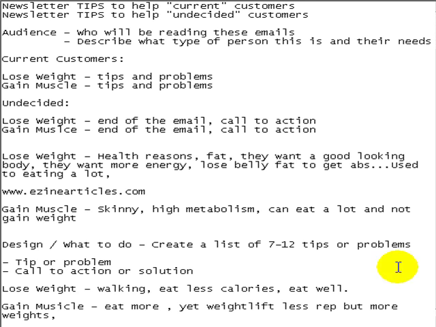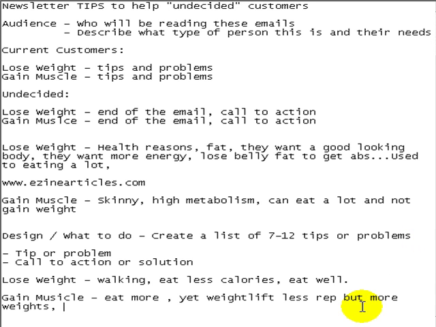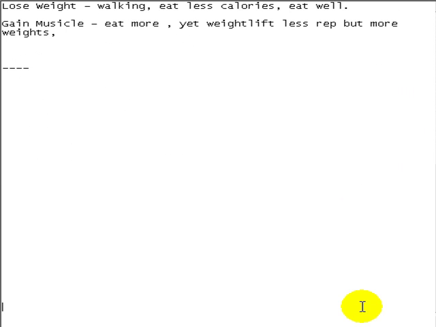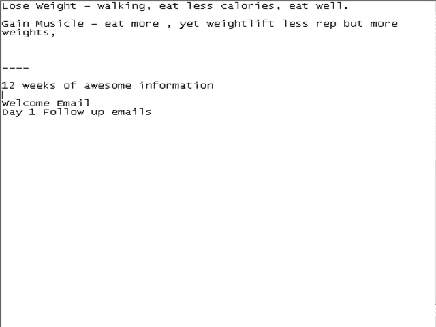So now that you have a good idea of PAD, now we can actually begin to write the follow-up emails. Now, how do you do that? Follow-up emails consist of a welcome email, which is the first email they get, and then follow-up emails. It could be week or day 1, you could say, okay, 7 to 12. You could say, I'm going to give you 12 weeks of awesome information. The welcome email is probably just something to introduce them. It's not actual content yet.